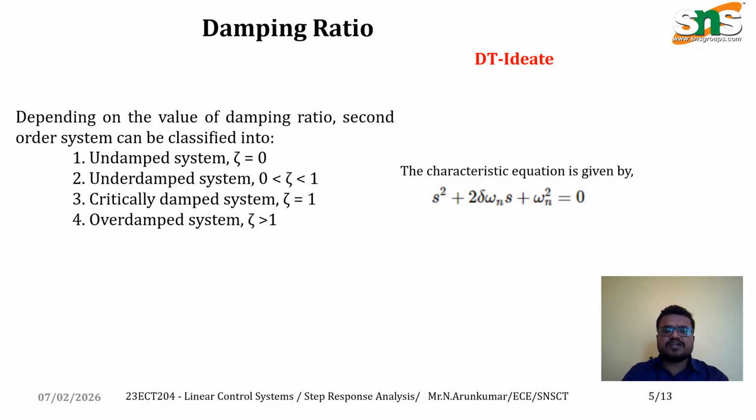If you are considering an underdamped system, it doesn't have a single value, because delta lies between 0 and 1, so we can't predict the value. The same applies to the overdamped system, because delta is greater than 1, so we need to consider values above 1. These two systems will not exactly define the damping ratio of the system, so we consider the undamped system as well as the critical damped system, because they have actual values.